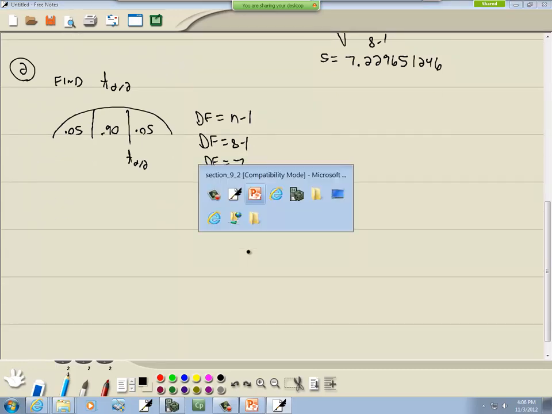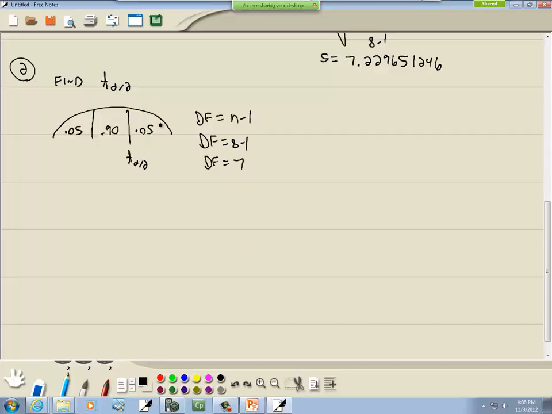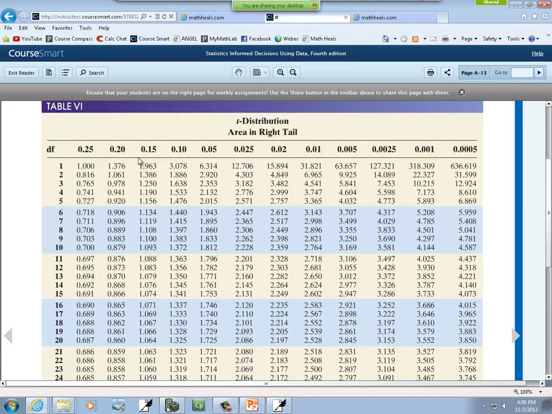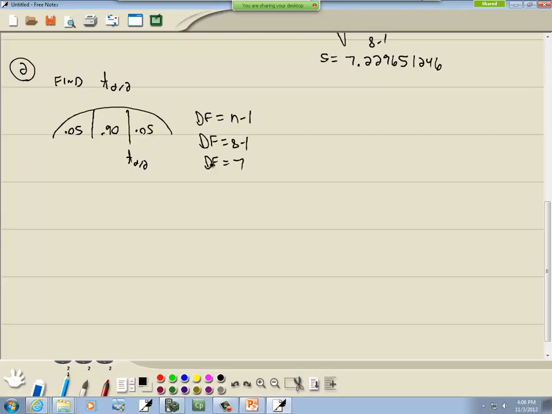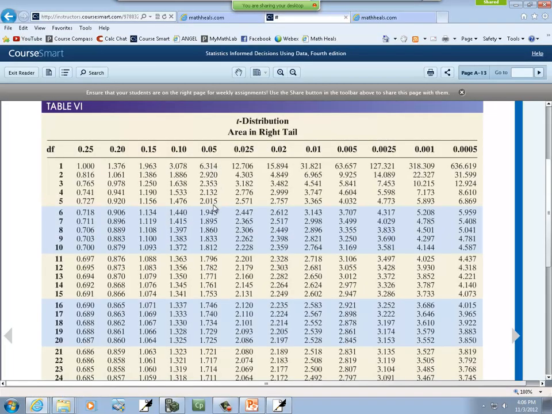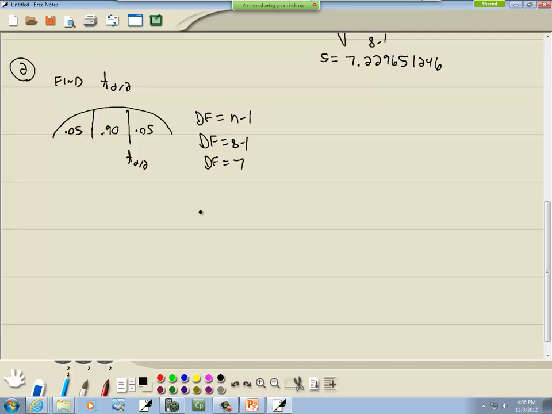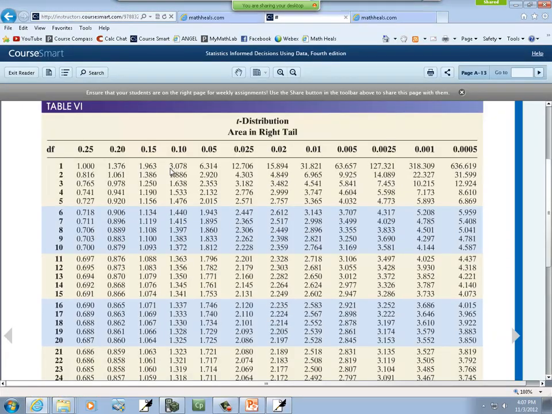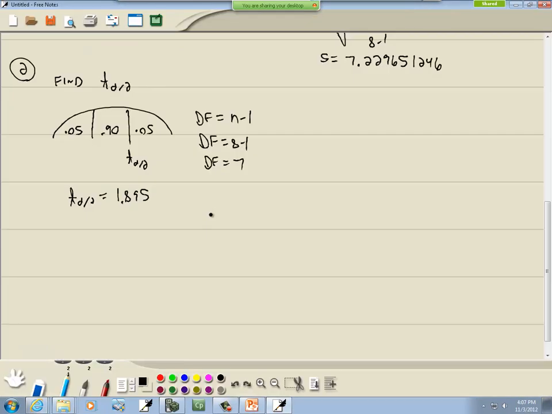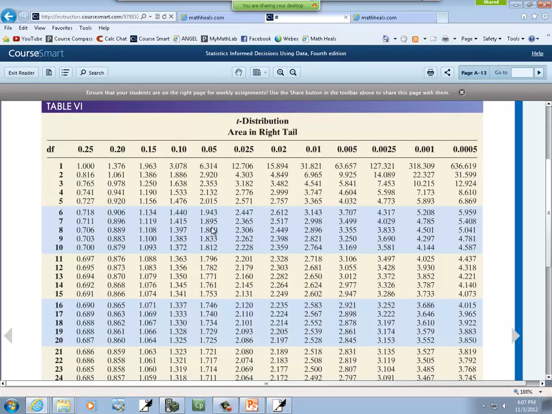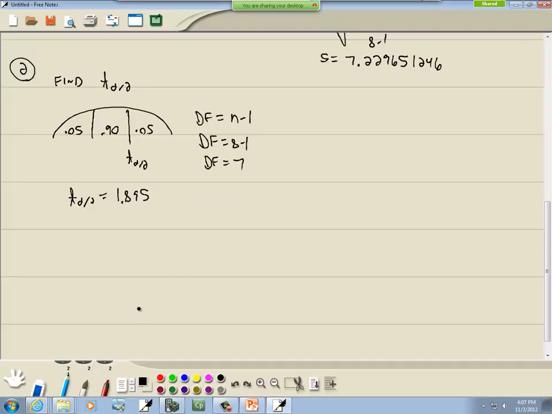So let's look this up in our table. Area in one tail is 0.05. Degree of freedom is 7. So 0.05 and 7, I get 1.895. Let me double check that. Yep, that's right. Okay, now we're ready for our formulas.